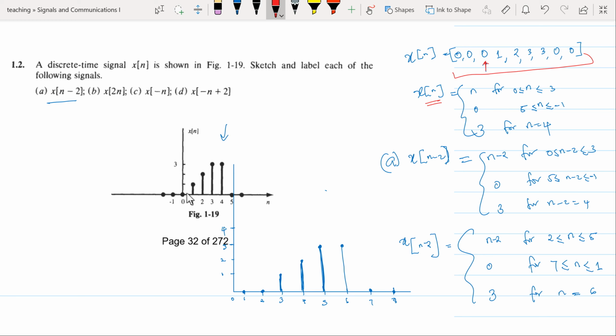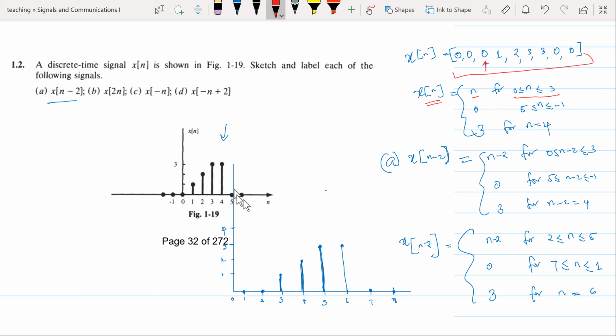So what we observe here is that x of n is equal to n for n between 0 and 3. So you can see x of n is equal to 0 when n is equal to 0, 1 when n is equal to 1, 2 when n is equal to 2, and 3 when n is equal to 3. So that is my first expression: x of n is equal to n for this range that we have just seen.